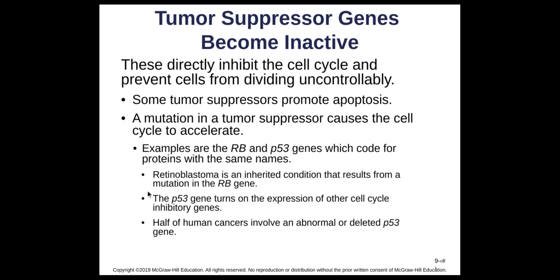Retinoblastoma is inherited because of a mutation in the RB gene. P53 turns on the expression of other cell cycle factors. And about half of the human cancers we know have a weird P53. But again, just having these does not necessarily guarantee cancer. There are other things that can influence it as well, but it does make you more at risk.